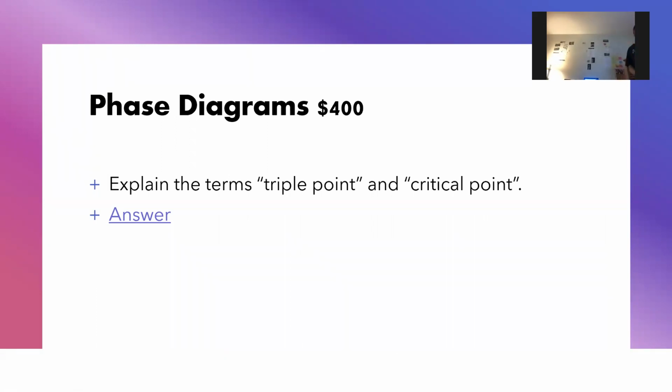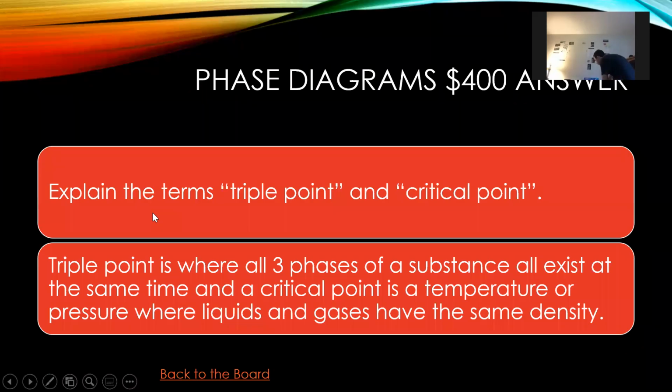Iodide, what you got? Triple point is where, like, all the phases exist at the same time. And the critical point is where liquids and gases have the same density. Like the temperature or pressure that that happens at. Good, yes. Iodide, you got that one. Good going. You're back in the positives again.